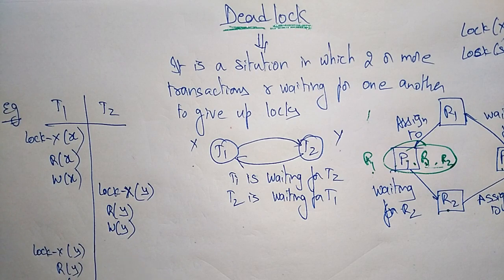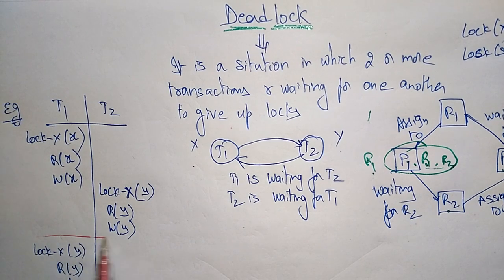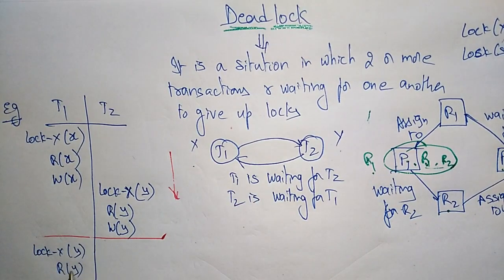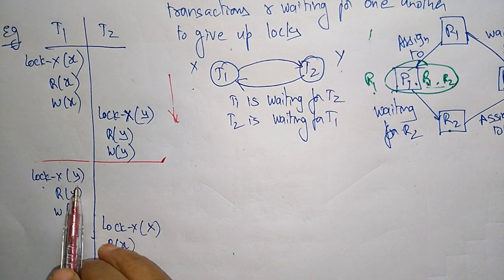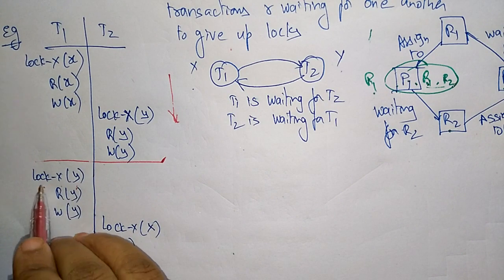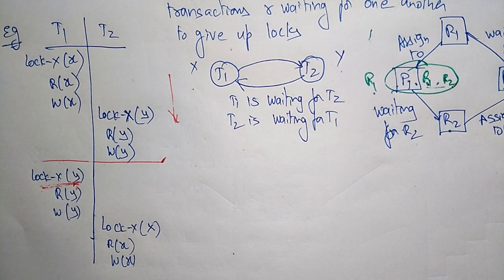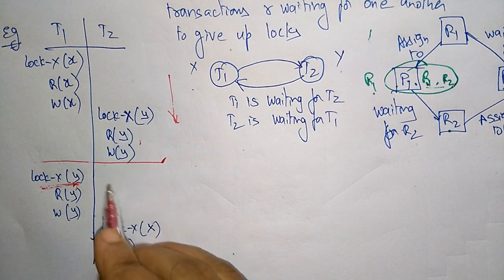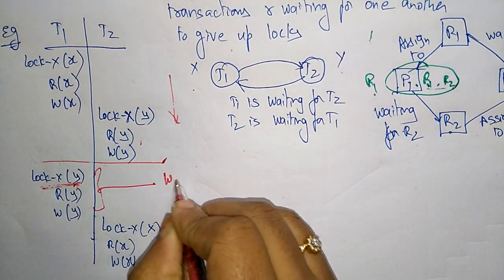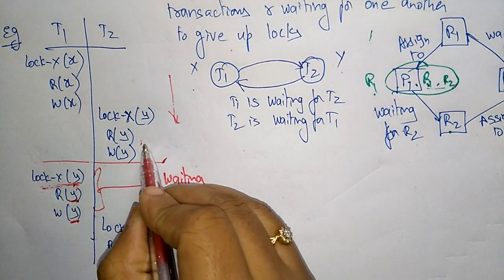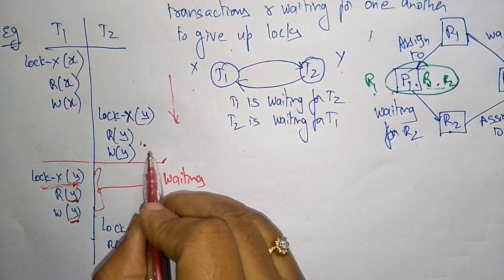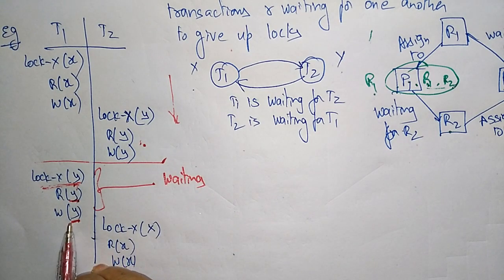Lock X, read X, write X. Up to this condition, the process works in a serializable way. But here the deadlock occurs, because the exclusive lock on Y is already locked by the T2 transaction. It means T1 is waiting, so it has to wait to read the data item Y. The T2 transaction has to release the lock. Until it releases the lock, this process has to wait.